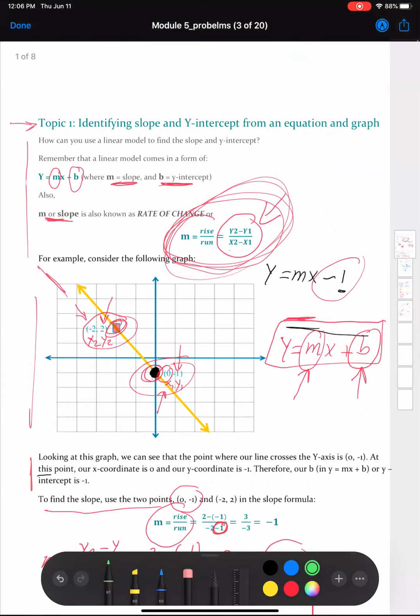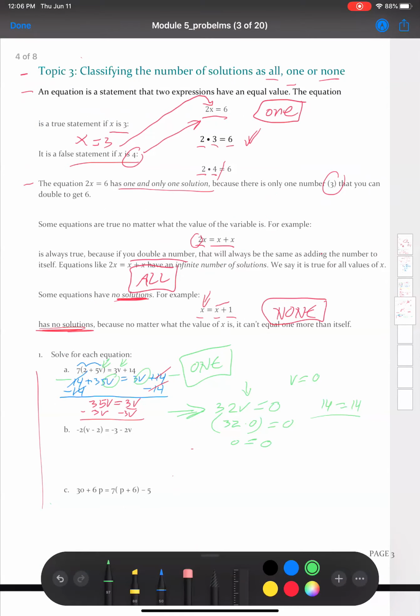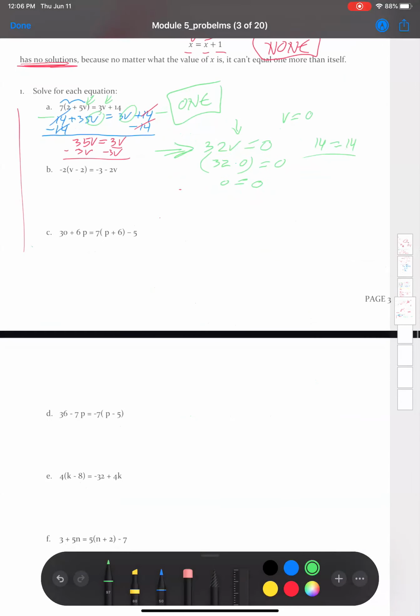Okay, and I don't know why this keeps doing this. Hold up.